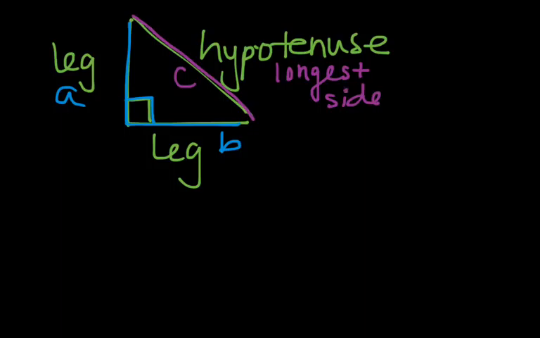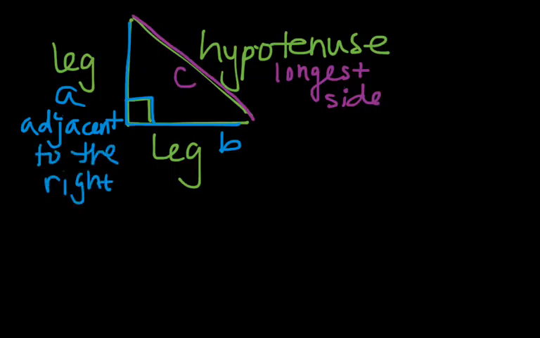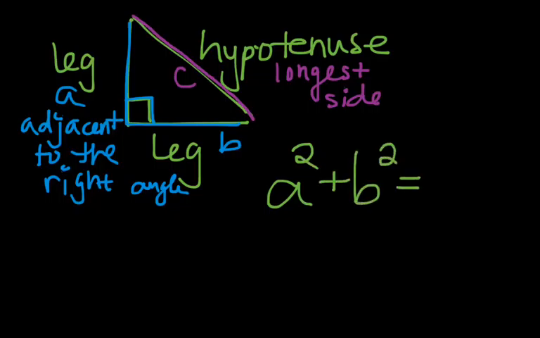Okay, and our legs, technically it's called adjacent to the right angle. Okay, so copy these notes down. And our formula states that if I add the sum of my legs squared, that equals the hypotenuse squared. So if I square leg A and I square leg B, and I add those two numbers together, I get the square of C.